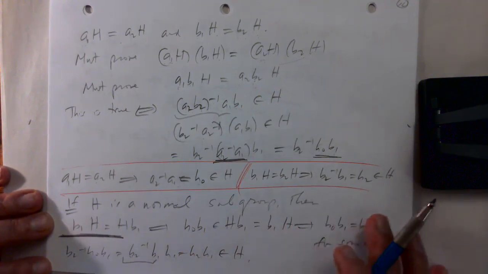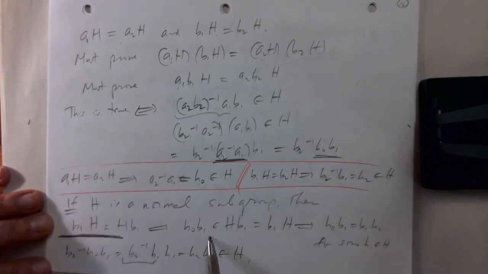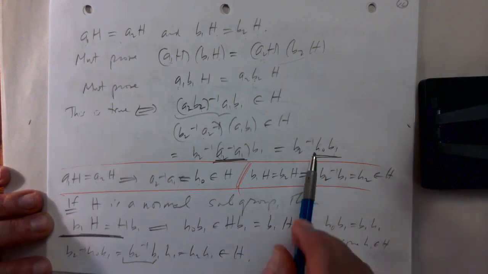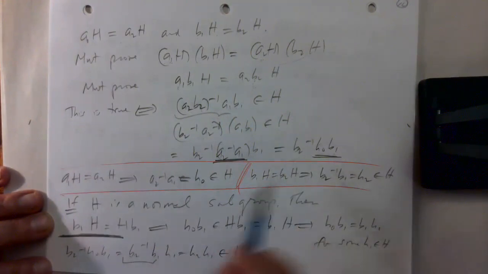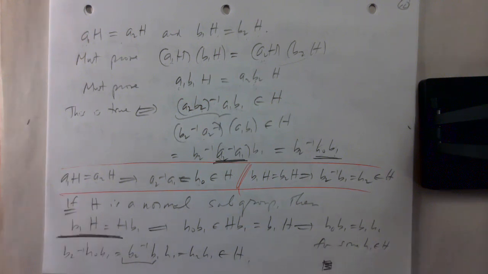Now I use the fact that we have a normal subgroup. H0 times B1 is B1 times some element H1 in H. So if I plug in here, B2 inverse H0B1 is B2 inverse B1H1. H is in H. I'm done. I win. That's pretty good. Okay, I'll continue this in the next lecture.